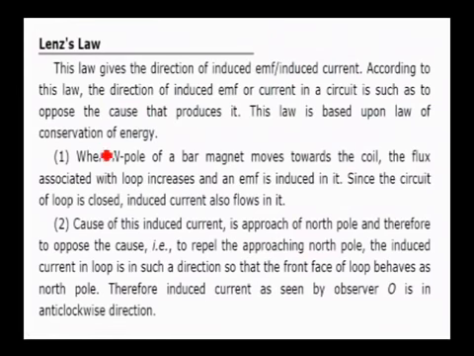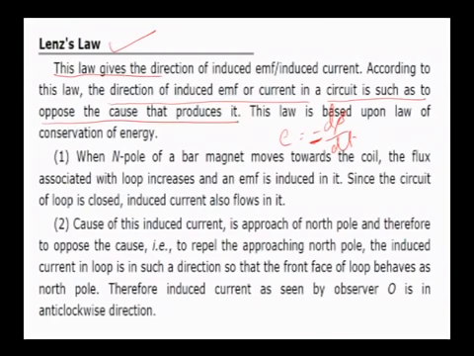And as I said in the previous slides, that we have an expression for induced EMF as E is equal to minus dΦ/dt, the negative sign significance. So Lenz's law will give the direction of the induced EMF. How does it explain the direction of induced EMF? According to the statement, the law gives the direction. So according to this law, the direction of the induced EMF or current in a circuit is such as to oppose the cause that produces it.